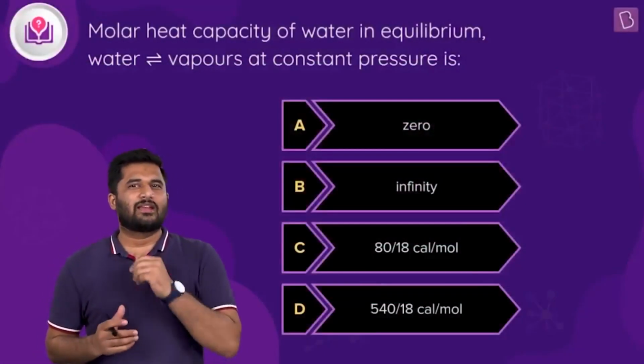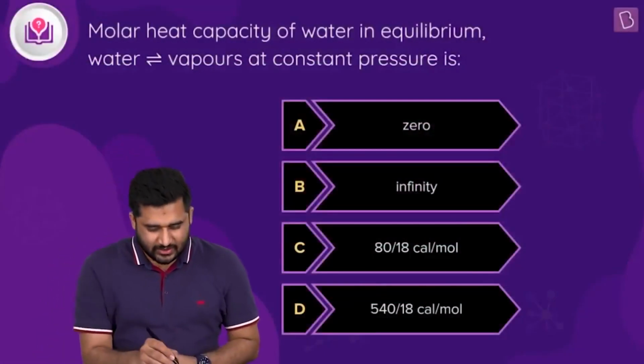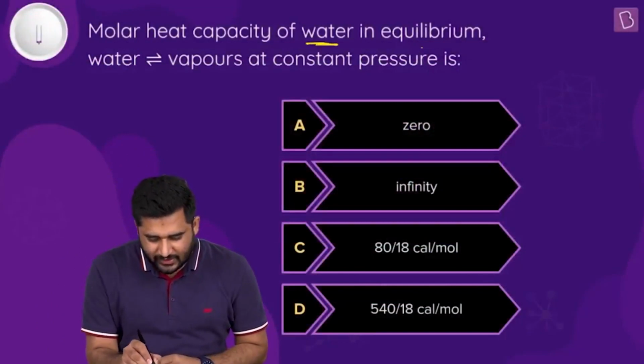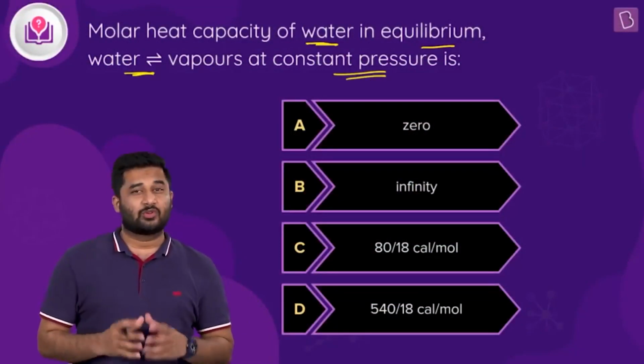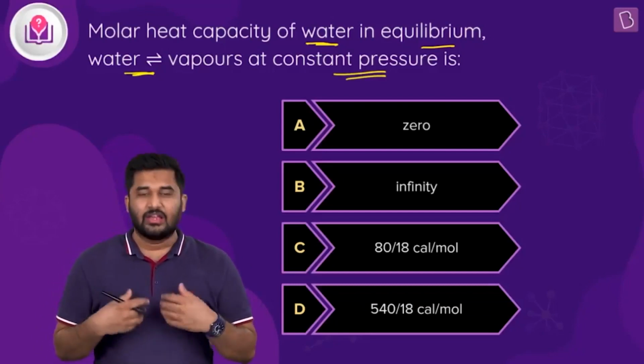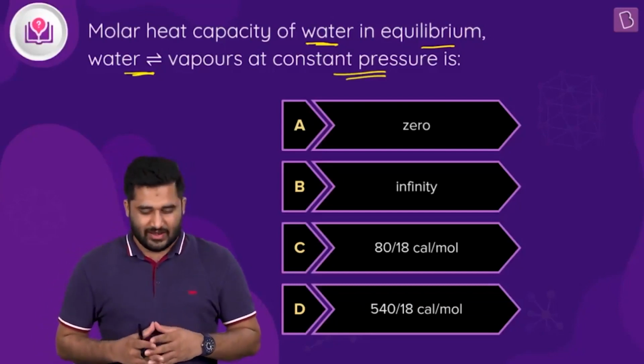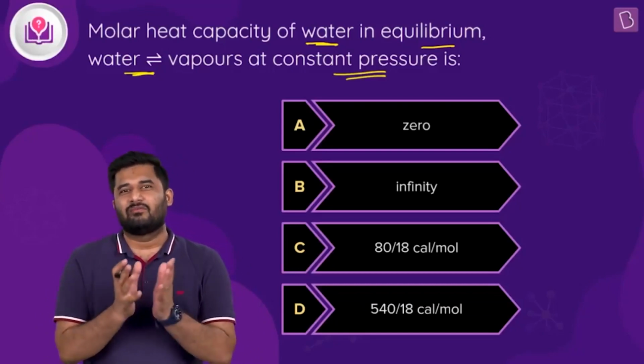Hi, let's have a look at this question. The question is: the molar heat capacity of water in equilibrium with its vapor at constant pressure is. So what we have to basically find out is the molar heat capacity of water at constant pressure when it is in equilibrium with its vapor.